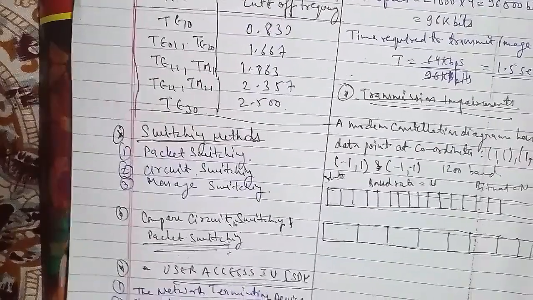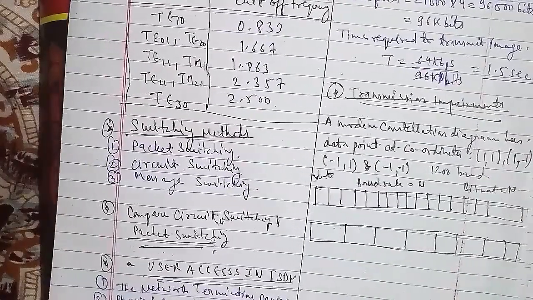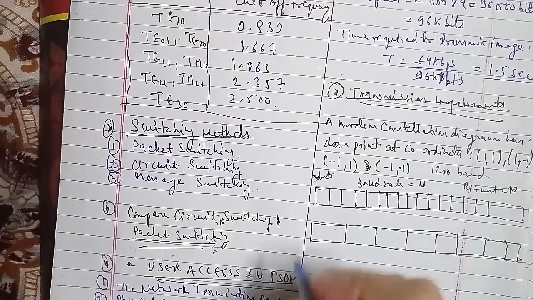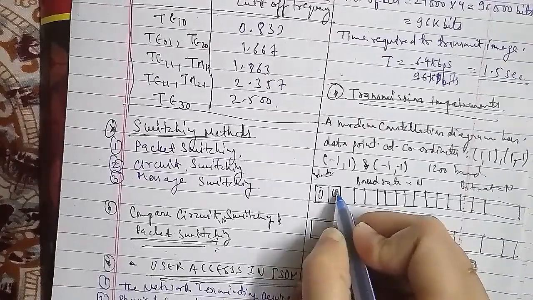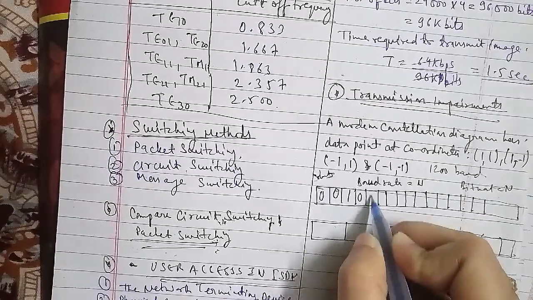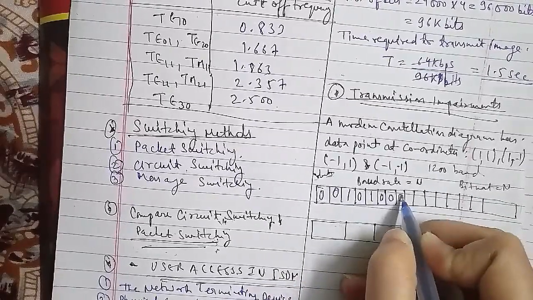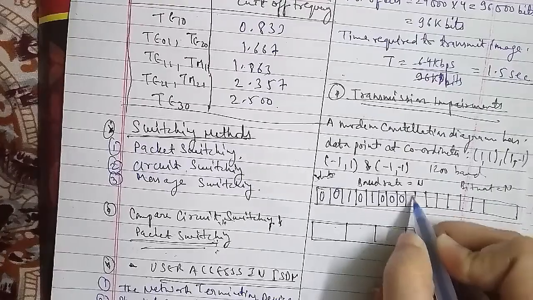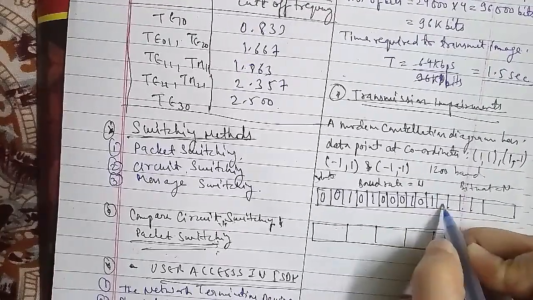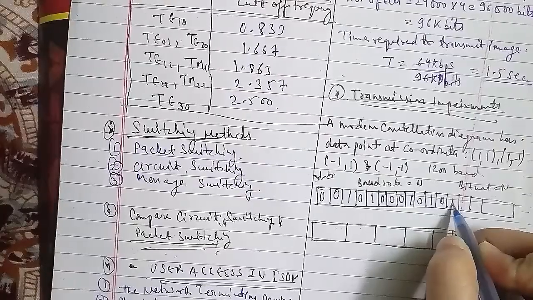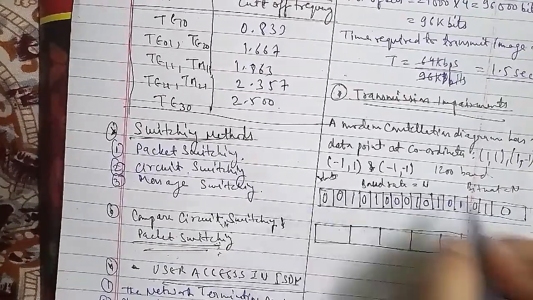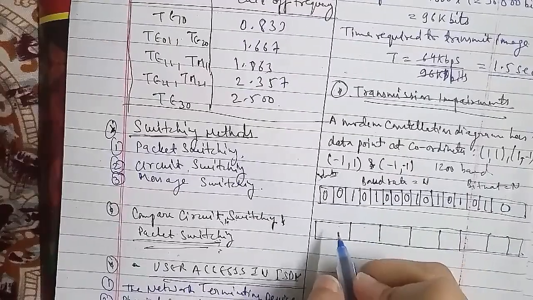And now if I'm talking about the dibit, here the baud rate equals n, as well as the bit rate equals 2n, and for that we have the dibit, that is 0 0 1 0 1 0, then again 0 0, and then of course 1 0, then again 1 0, again 1 1, and then of course 1 0.